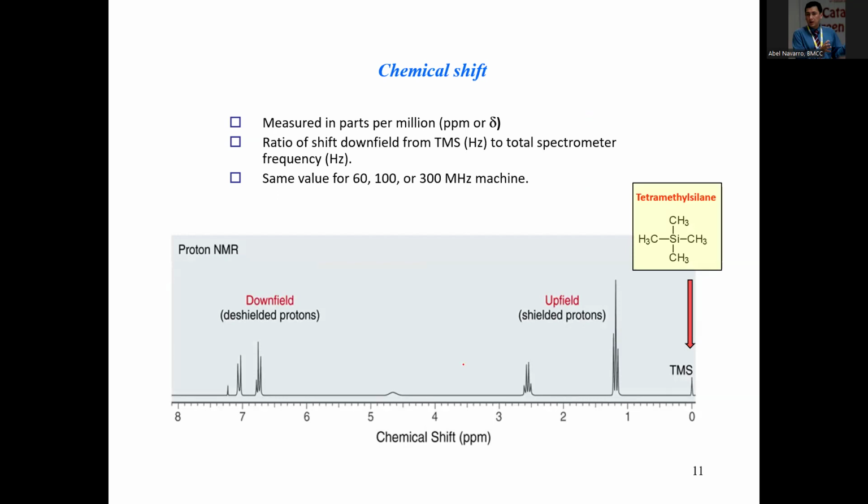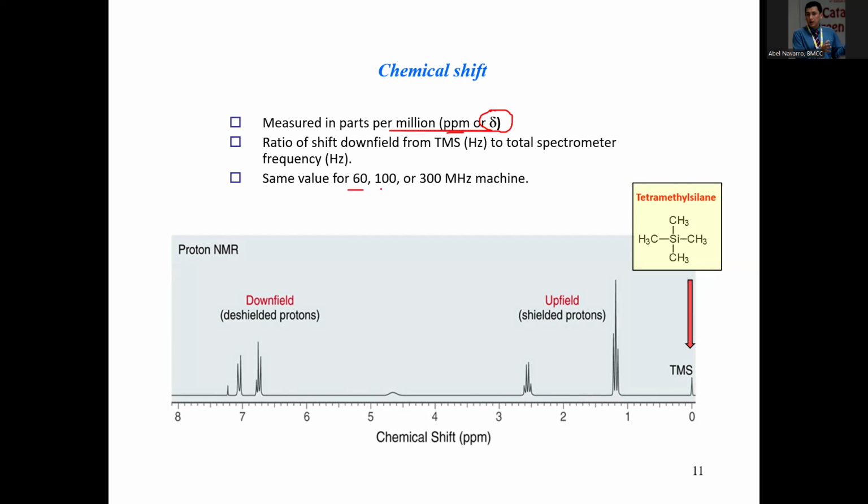The chemical shift is measured in parts per million, ppm, or delta. You will see that delta symbol a lot. That doesn't mean polar or non-polar, like delta plus, delta minus. No, it's not about that. It's just the abbreviation for chemical shift.